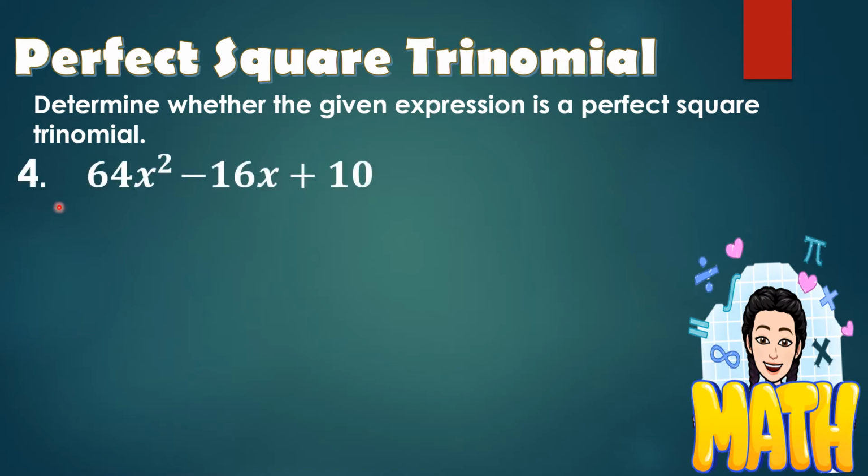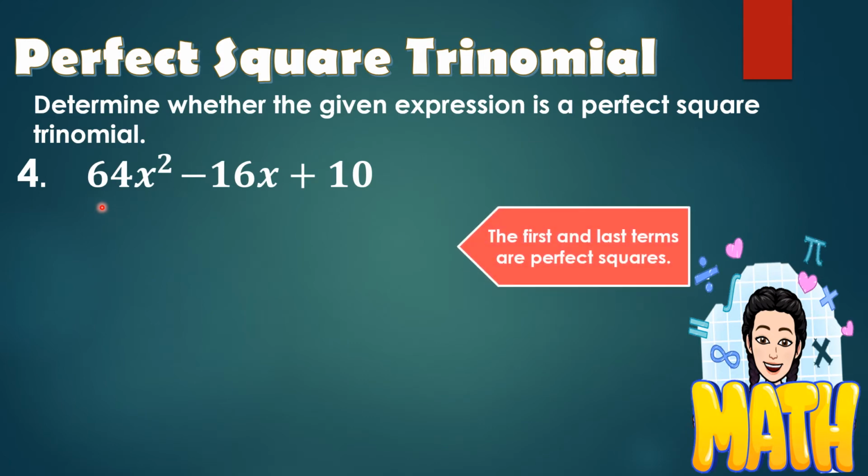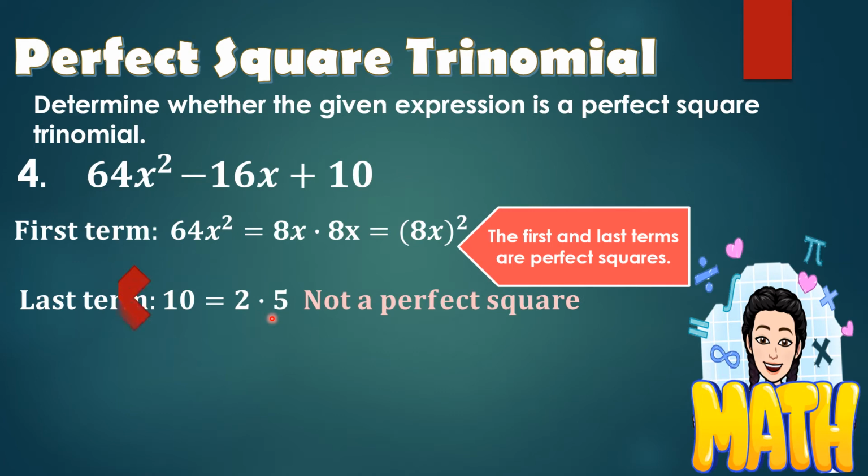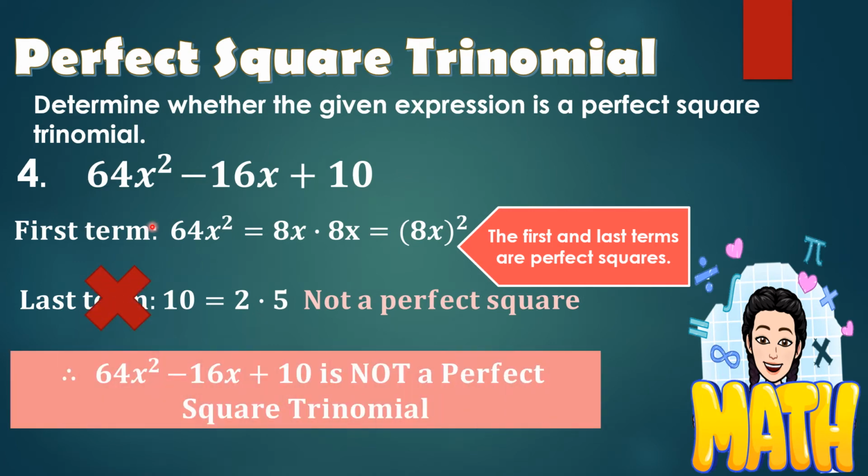For number 4, let's have 64x squared minus 16x plus 10. Kapag chinek natin kung perfect square ba ang first term at ang last term, makakakuha tayo sa first term ng 8x times 8x, meaning 64x squared is a perfect square. Para naman sa 10, ang factor nito ay 2 times 5. Ibig sabihin, hindi siya perfect square. Kaya naman, this trinomial is not a perfect square trinomial.